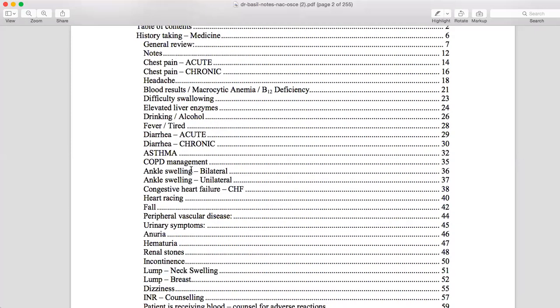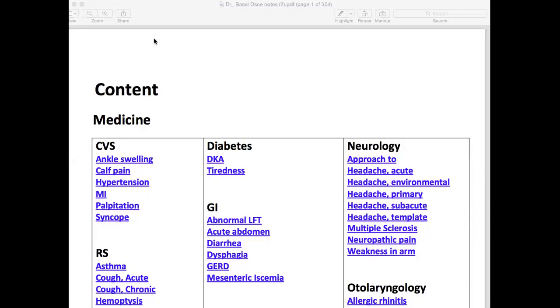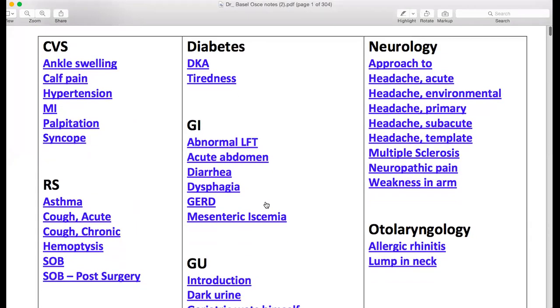Now coming to Dr. Basil notes, there are two types of Dr. Basil notes. One is like this, which will look like this one. The third edition is good. You don't have to worry about the edition types. The third edition is more than enough for you to prepare. Then there is another one. Let me show you the other one. This one. I personally like this one more than that one, because if you go by this one, it has more cases as compared to the other one.